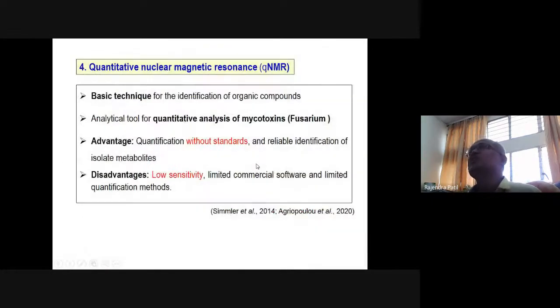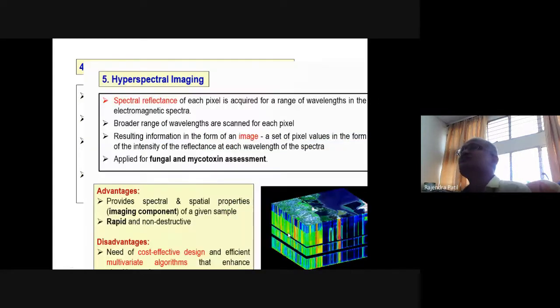Then quantitative nuclear magnetic resonance, that is also a basic technique, and it is an analytical tool for quantitative analysis of mycotoxins like those from Fusarium. The advantages are that we can use these techniques without standards, and they allow reliable identification of isolated metabolites. The disadvantages are that they have low sensitivity, and there is limited commercial software or limited quantification methods.